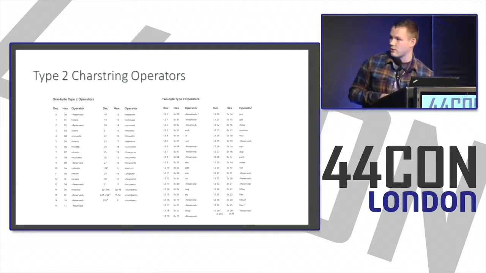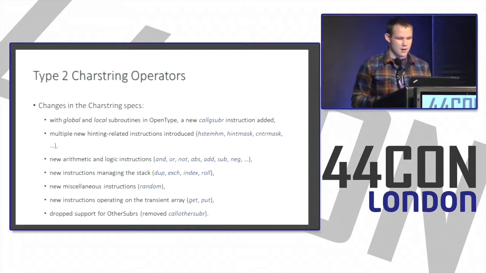So here you can see the set of instructions that are supported in OpenType, and it's obviously 2 or 3 times more than you saw on the previous screen. So the changes include new instructions for calling global subroutines. You have new instructions for hinting related stuff. You have, most importantly, very useful instructions such as arithmetic and logic ones, so you can add, subtract, multiply values on the stack and stuff like that.